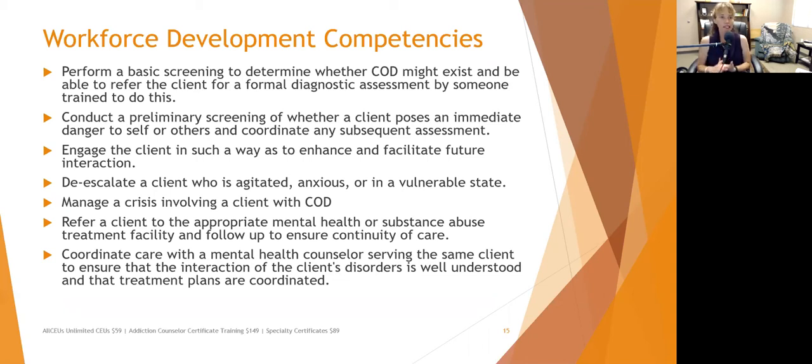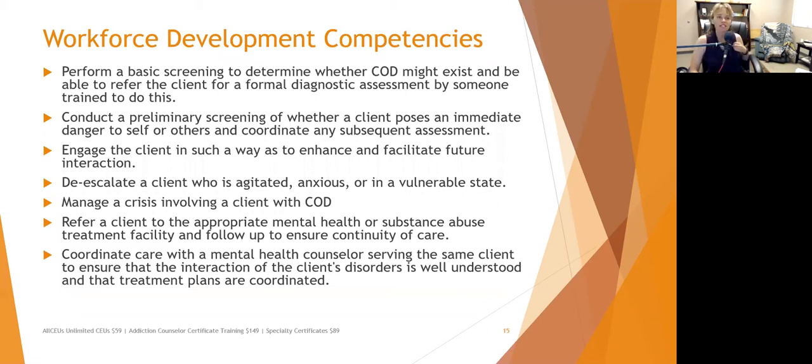It is not uncommon to have a client who is in a mental health crisis, who is depressed, who is moderately suicidal, who is also severely intoxicated. So you need to know how to manage that kind of issue. You need to be able to refer a client to the appropriate mental health or substance abuse treatment facility and follow up to ensure continuity of care.